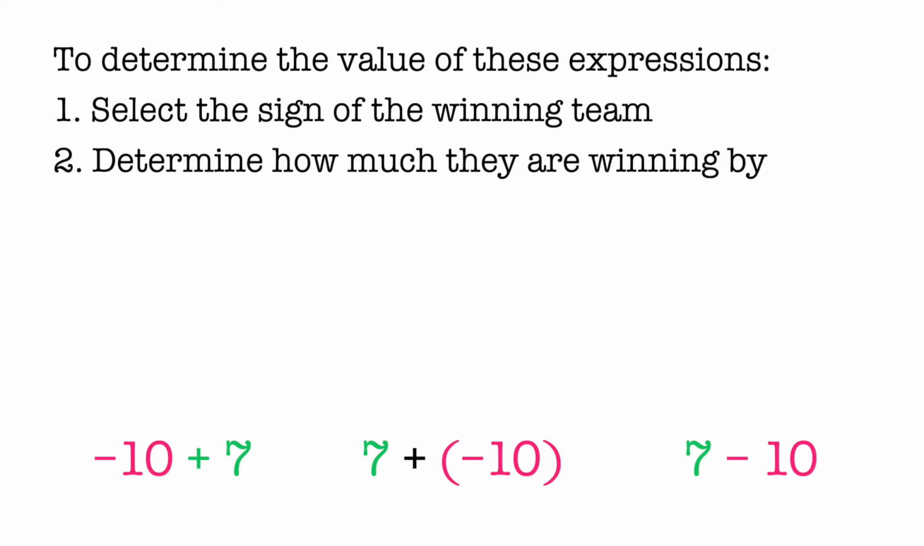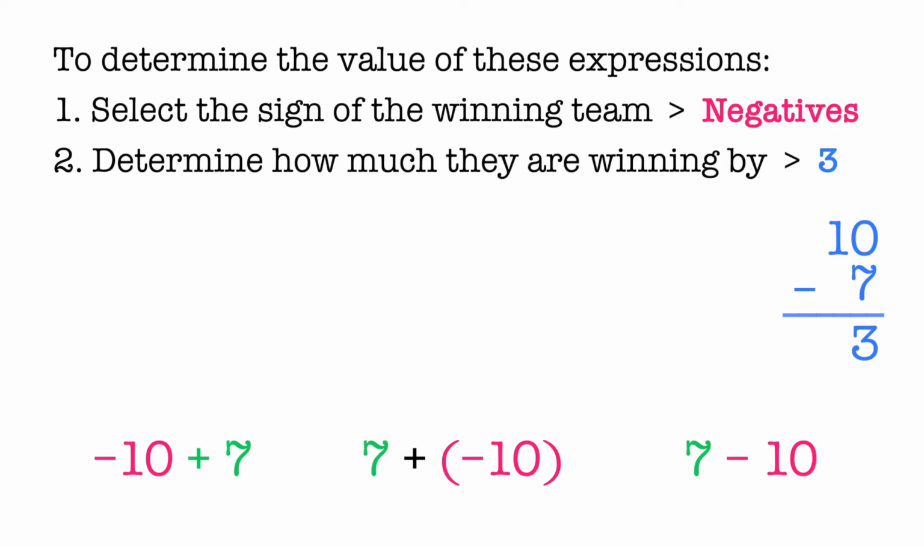Since there are more negatives than positives, the winning team is the negatives. By subtracting 10 and 7, we can see that there are 3 more negatives than positives. Since the negative team is winning by 3, our answer is negative 3.